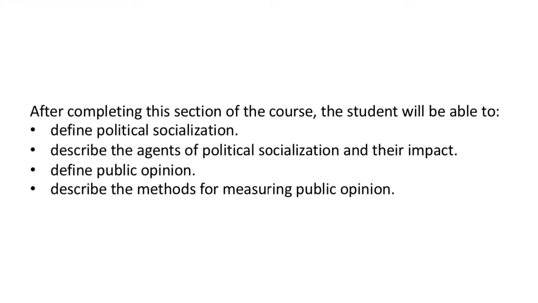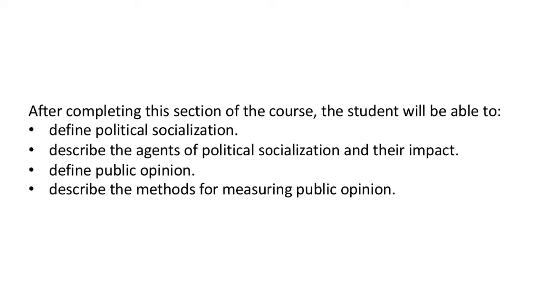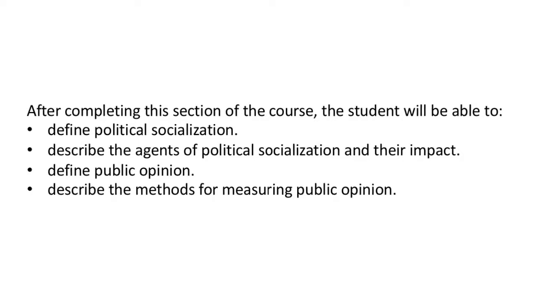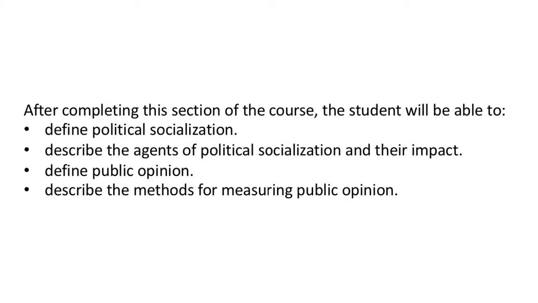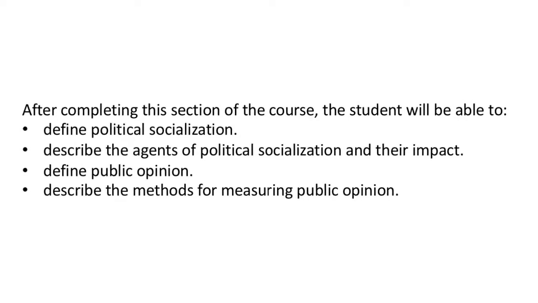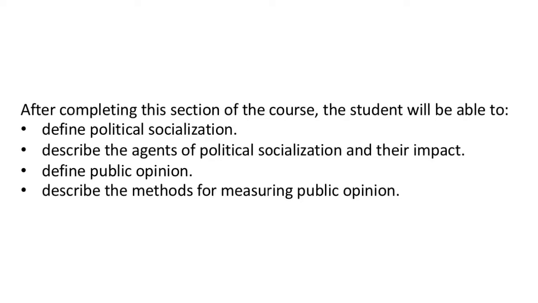So let's take a look at this one. After completing this section of the course, the students will be able to define political socialization, etc., etc. So this is nicely done, right? It's written from the perspective of the student. It has really nice verbs, define, describe, that are measurable. Really, the only thing that this learning objective is missing is a criteria for success, so that students will know when they've achieved the objective.